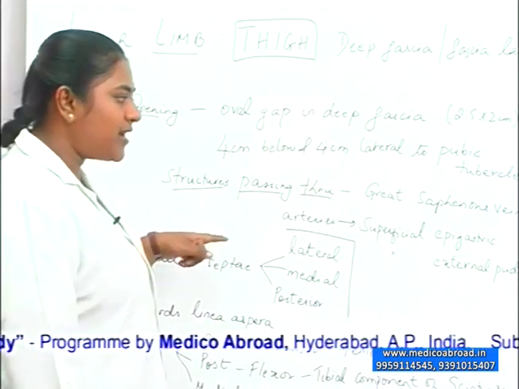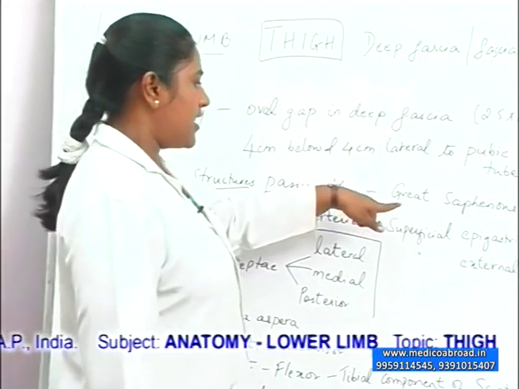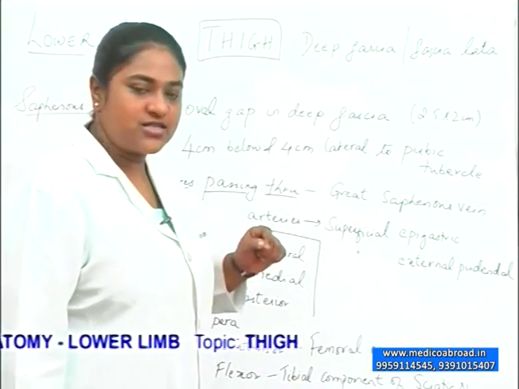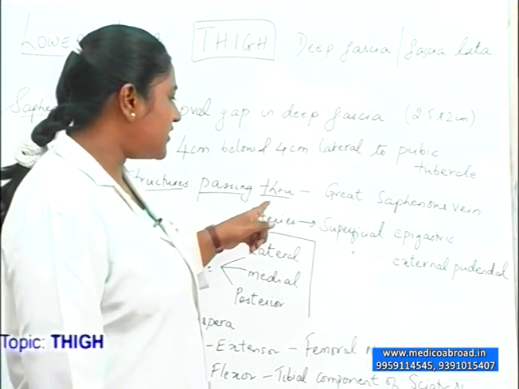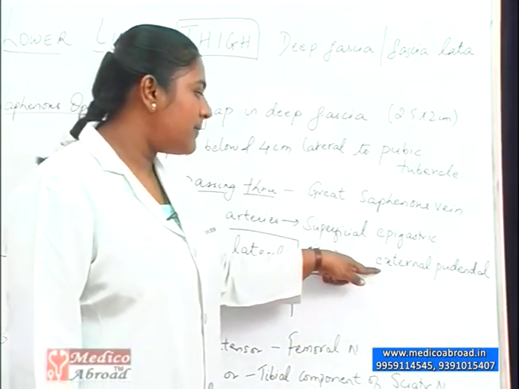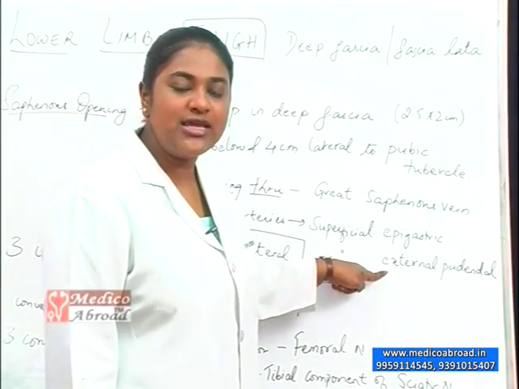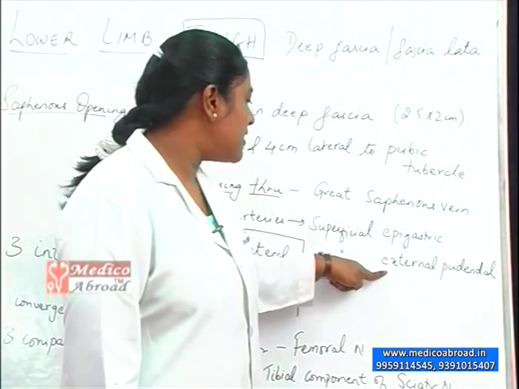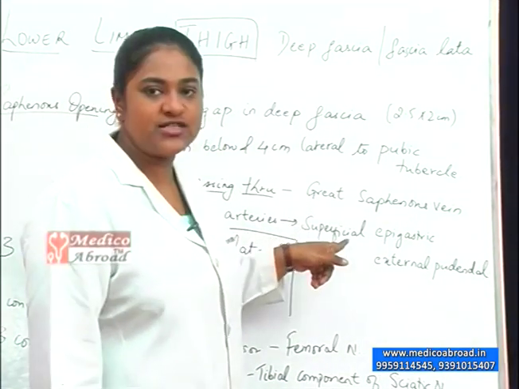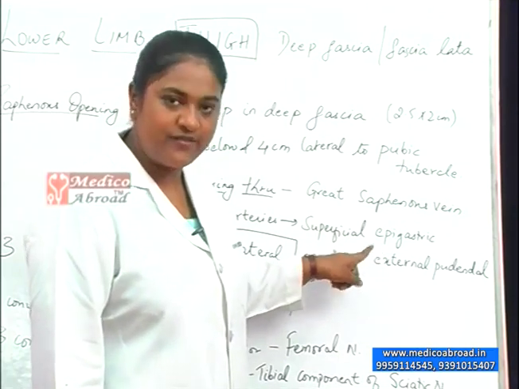Now, the saphenous opening is important because of the structures passing through it. The great saphenous vein passes through it, and arteries like superficial epigastric and superficial external pudendal, which are the superficial branches of the femoral artery in the femoral triangle, pass through the saphenous opening, but they are not accompanied by their respective veins.